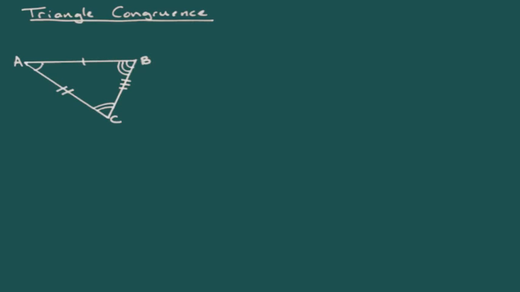So now let's discuss what exactly is triangle congruence. Suppose somebody gives us two triangles, triangle ABC and triangle DEF. We want to know exactly when those two triangles are, for all intents and purposes, the same exact triangle.